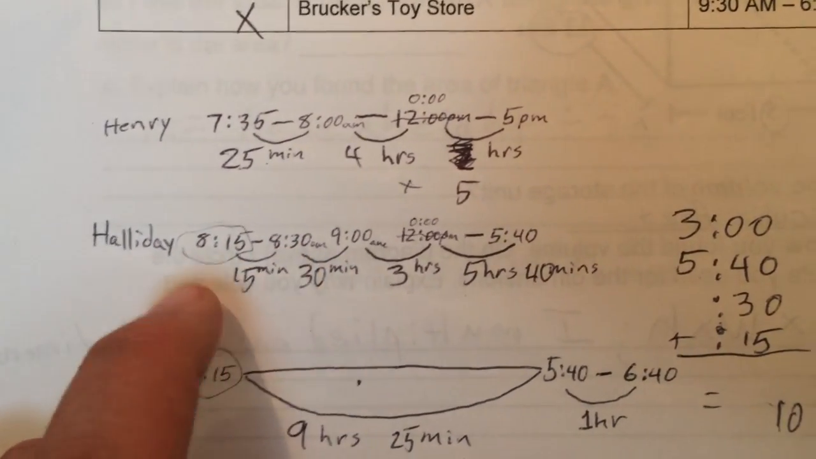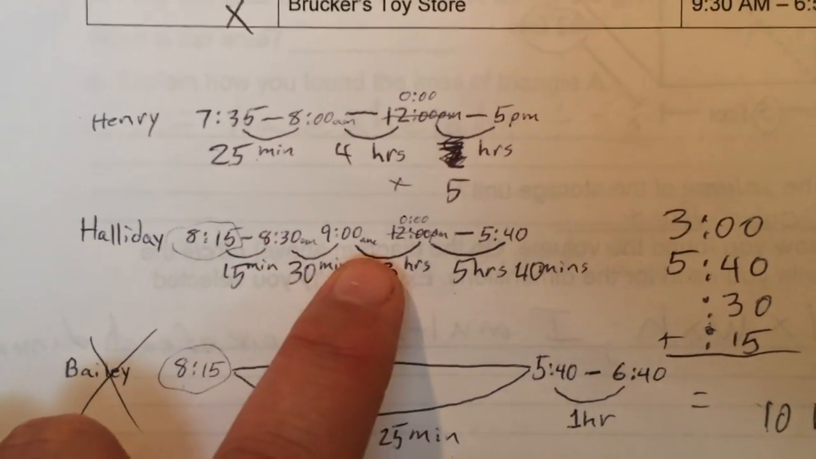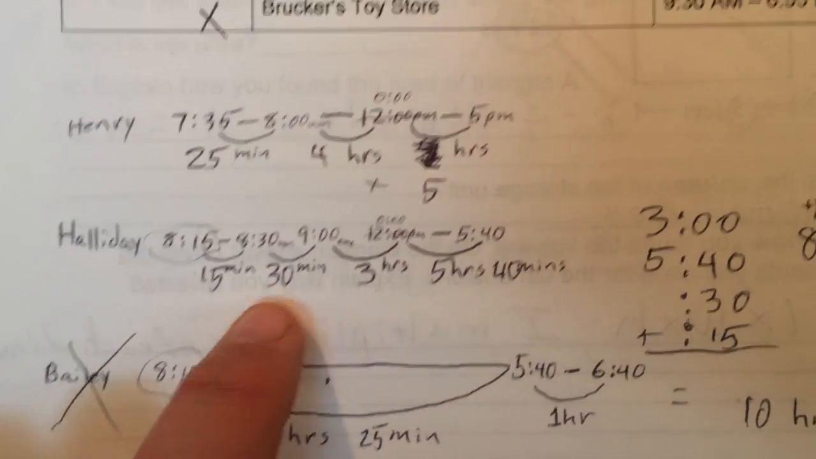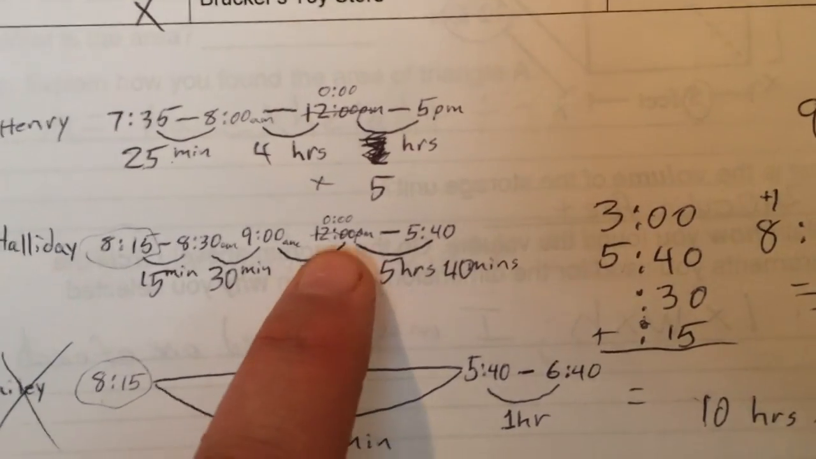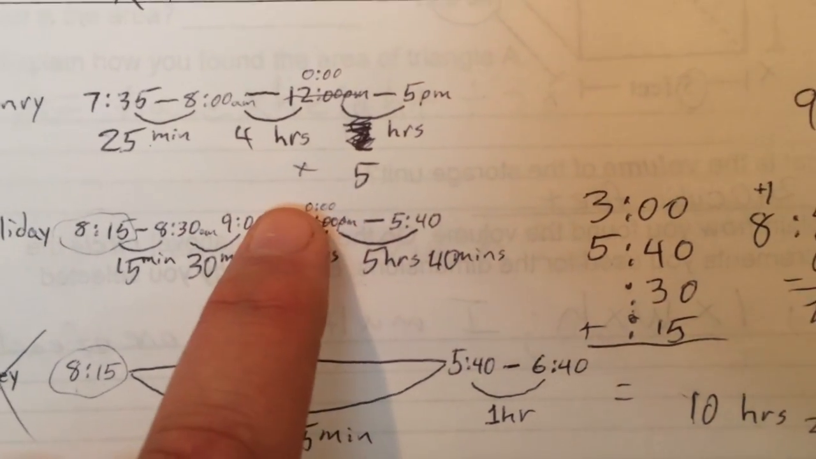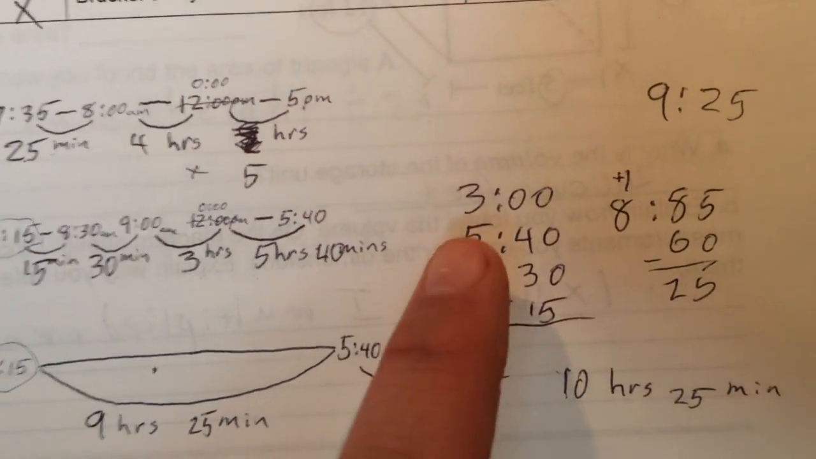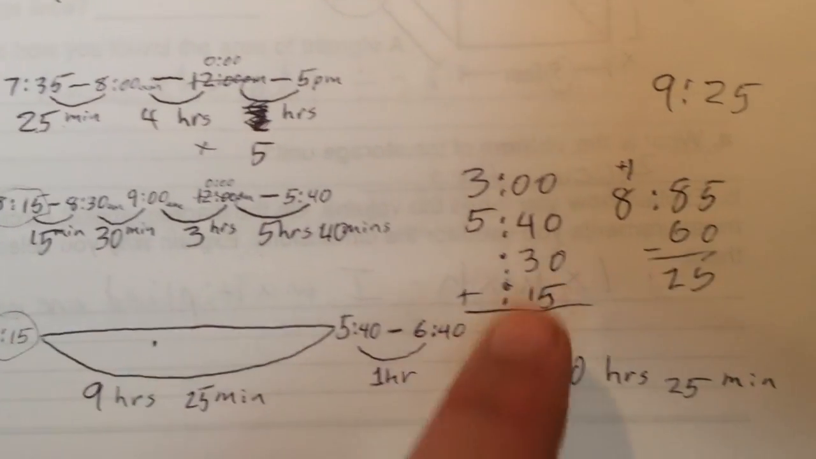That's 15 minutes, so that's, okay, perfect. And then it's 8:30 to 9 o'clock. Oh, wow, that's easy. And so then that's 45 minutes right here. And then I have 9 to 12 would be 3 hours. And then I cross out this, put 000 plus 5 hours and 40 minutes. And that's 3 hours plus 5 hours and 40 minutes plus 30 minutes and 15 minutes.